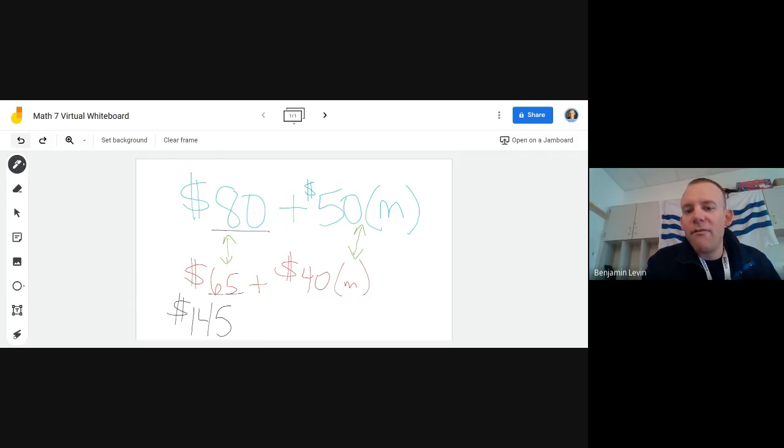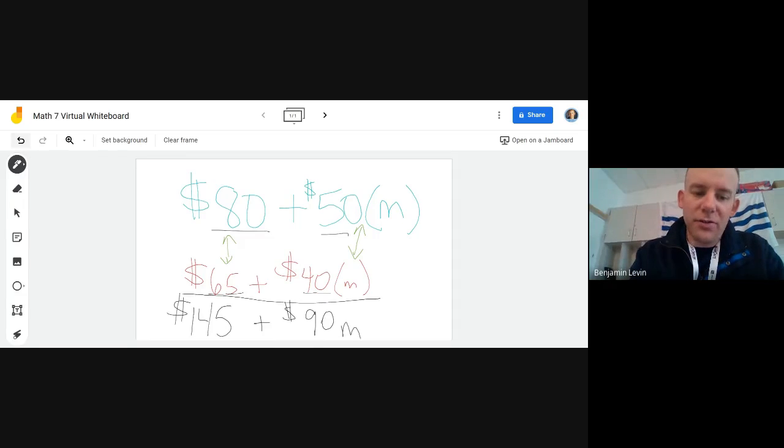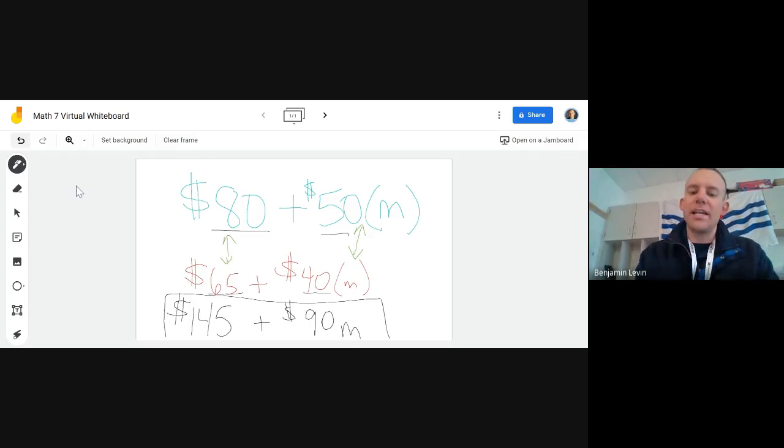And then we have 50M and 40M. Well, 50M plus 40M is 90M because we just add these two numbers and then reattach our coefficient. Or sorry, reattach our letter, our variable. So the total cost for her to join and maintain membership in both of these places is $145 for the startup fee plus $90 per month, right?